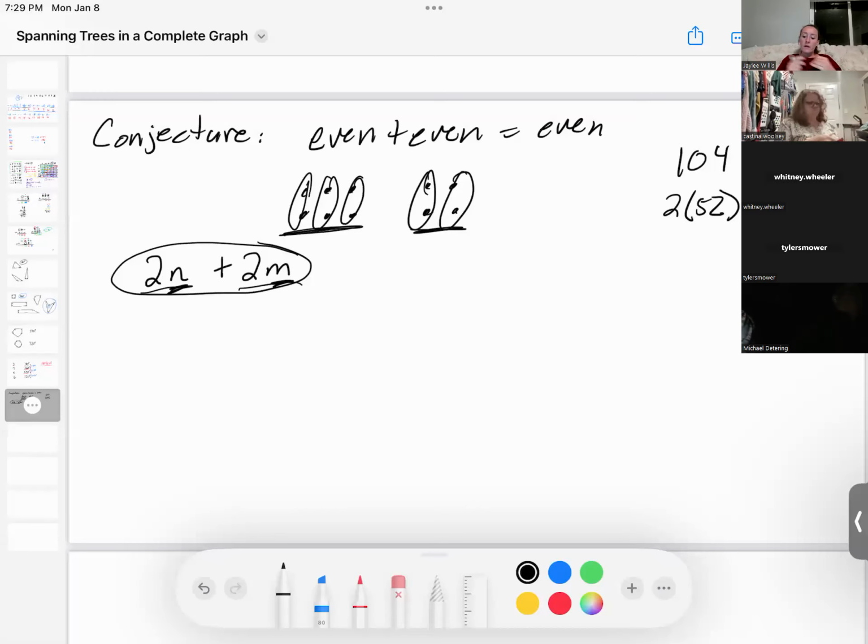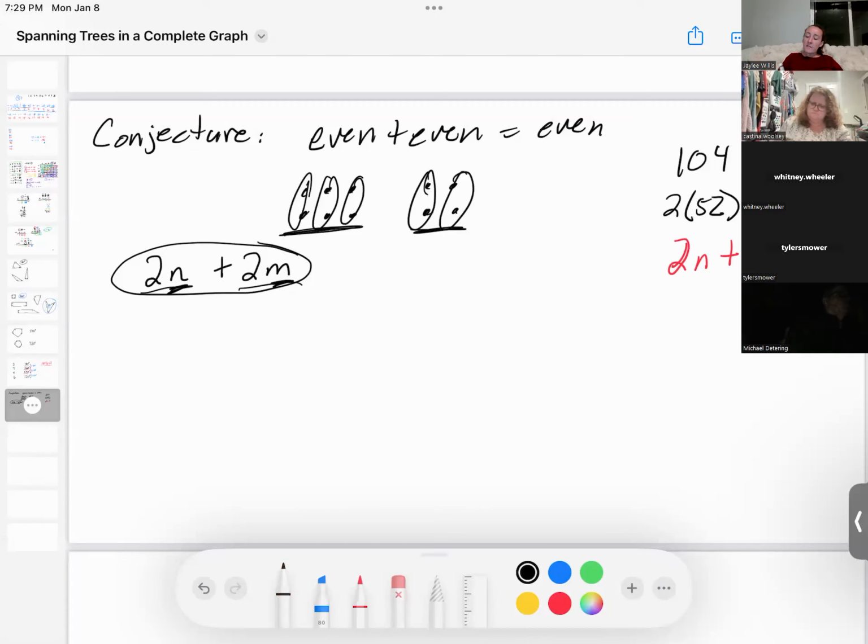In contrast, I'll write this in red so we don't mix it up. In contrast, an odd number is any number that can be written as 2 times an integer plus 1, because you have however many pairs that you do, and then you have one extra that isn't paired up with anything, and that's what makes it an odd number.